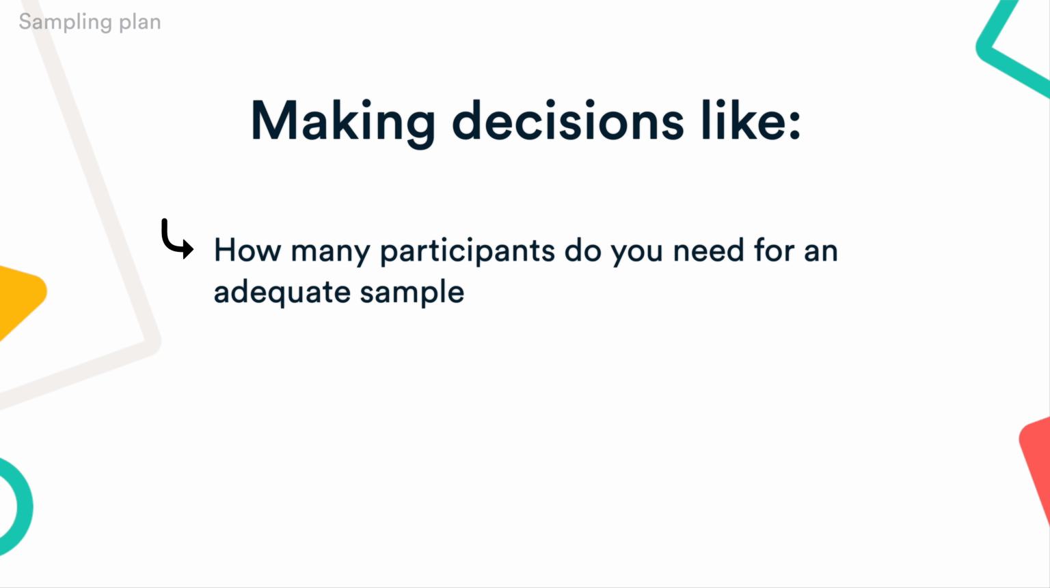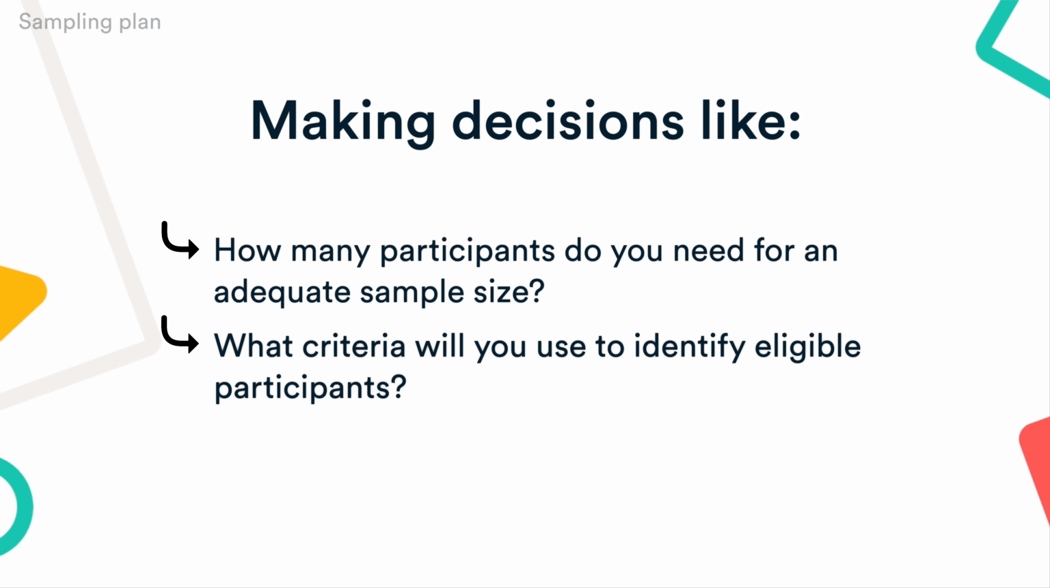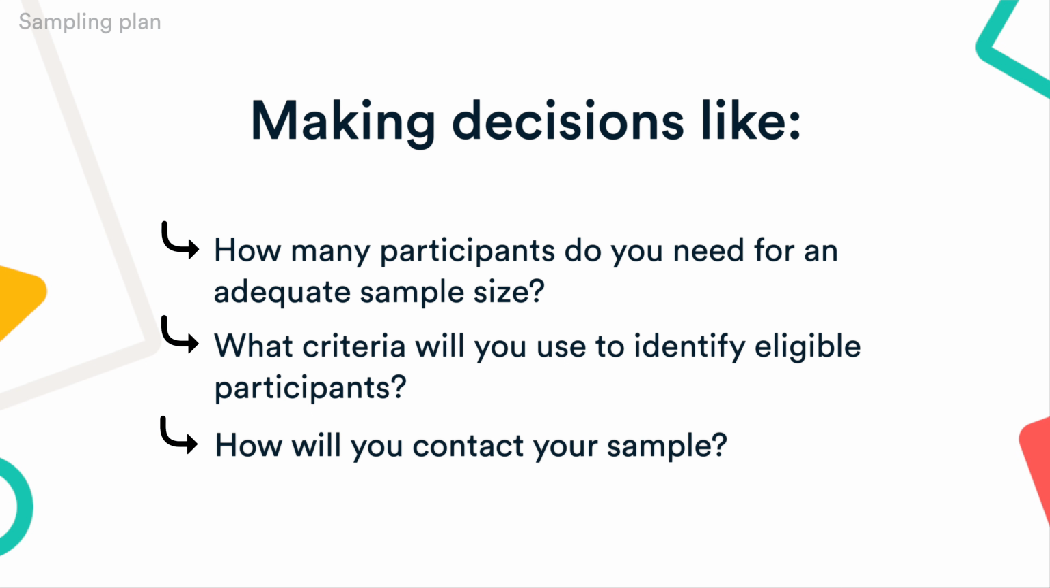You've already defined your population and chosen an appropriate sampling method. Now you need a concrete plan for how you recruit your samples. That means making decisions like, how many participants do you need for an adequate sample size? What inclusion and exclusion criteria will you use to identify eligible participants? How will you contact your sample? By mail, online, by phone, or in person?